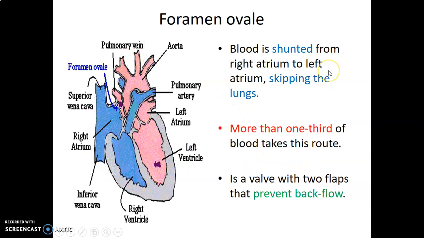Then the foramen ovale, we had talked about it. You need to shunt blood from the right atrium into the left atrium, from right to left, through the foramen ovale. From the inferior vena cava, you can see from this arrow, the inferior and superior vena cava are bringing blood to the right atrium. Then from the right atrium, the blood is shunted to the left atrium directly so that you're able to skip the lungs. More than a third of the blood will take that route. And usually there is a valve that guards the foramen ovale to prevent backflow from the left atrium to the right atrium.